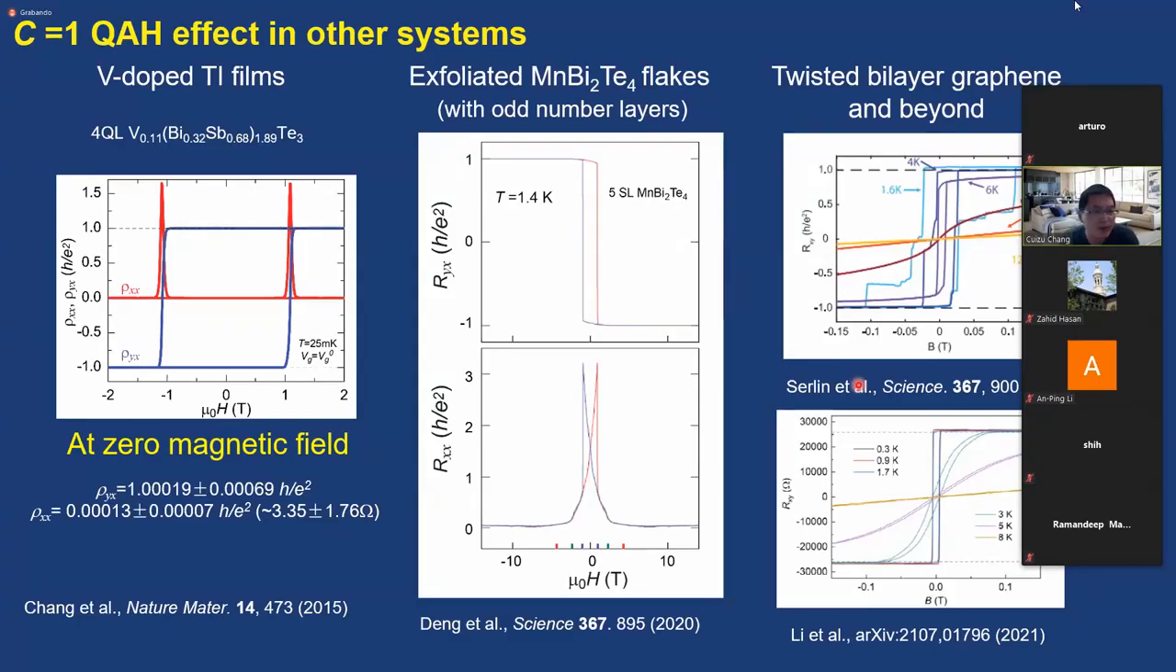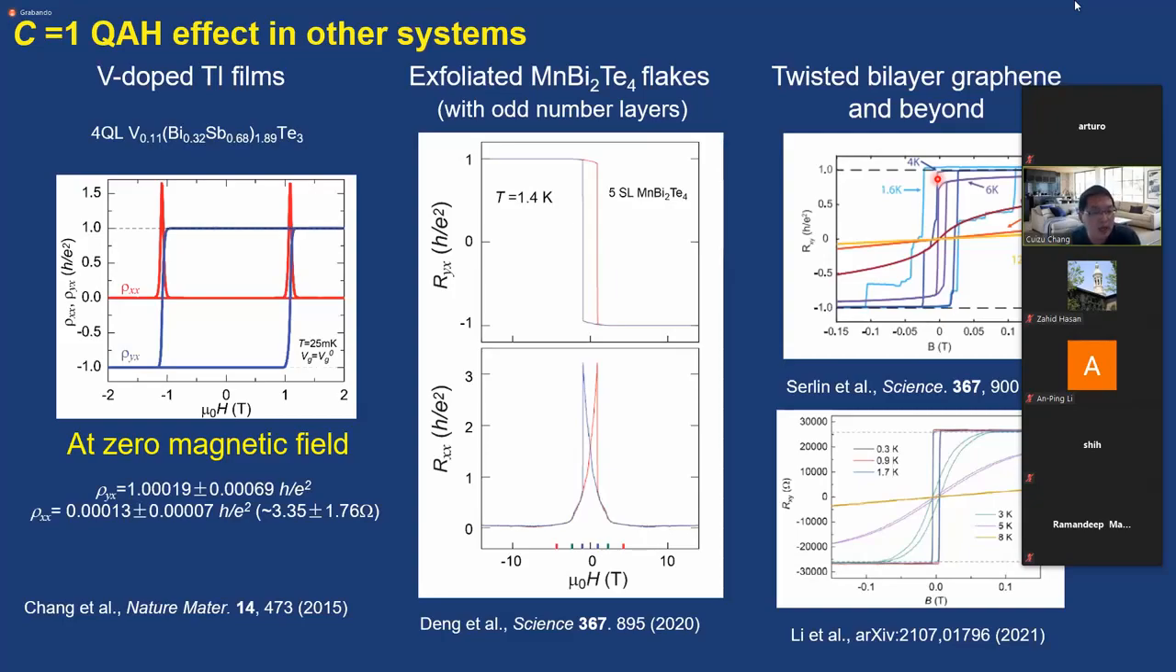As I just mentioned, in the magnetic TI system, when the longitudinal resistance is finite, the Hall resistance is always lower than h over e squared. But in the twisted bilayer system, when the longitudinal resistance is finite, the Hall resistance is already greater than h over e squared. I'm not sure what the reason for this phenomenon is. I think more study and more twisted quantum anomalous Hall devices are needed to clarify the difference between the magnetic doped system and the twisted system in the future.